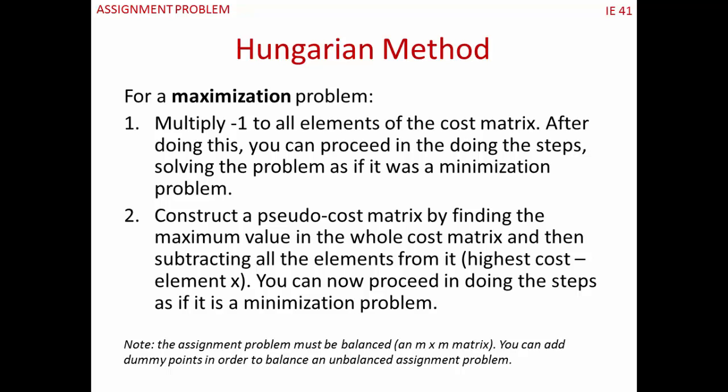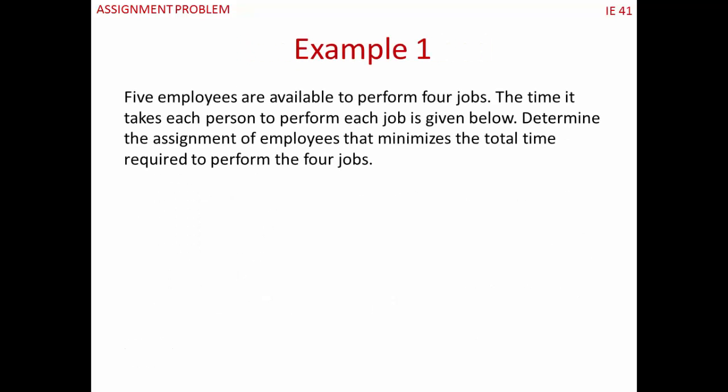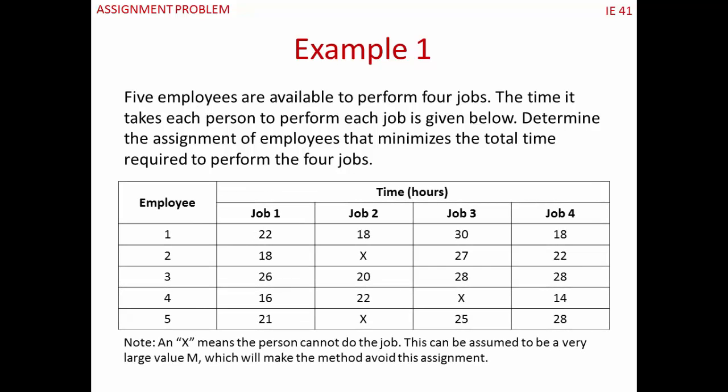Now, let us apply the concepts we just learned through solving this problem. 5 employees are available to perform 4 jobs. The time it takes each person to perform each job is given in Table 1. Determine the assignment of employees that minimizes the total time required to perform the 4 jobs. Note: an x means the person cannot do the job. This can be assumed to a very large value m, which will make the method avoid this assignment.